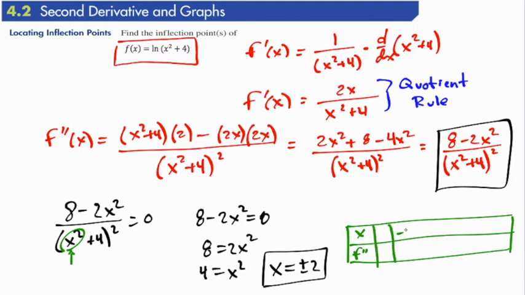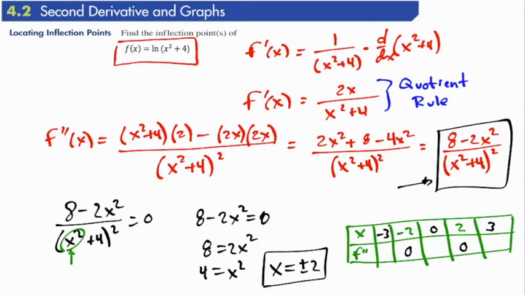I need a value on the left of -2, on the right of -2, and that can be on the left of +2. So those are all the values I need. I know the second derivative is producing a 0 for each of these partition numbers, and I will choose -3, 0, and 3 for my other x values. Let's plug those into our second derivative, which is here.